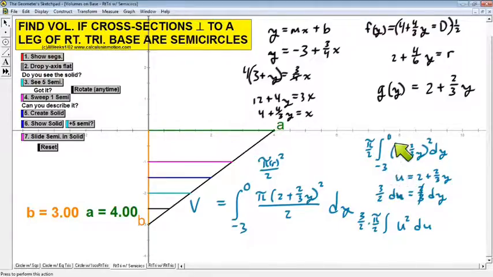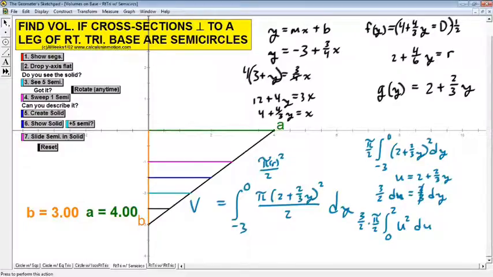Let's do it now. Plug 0 into this. What do I get? 2. If I plug -3 into this, I get 0, because it's negative. Okay, so 0 to 2. Are you still with me? Oh man, I hope I did everything right. Let's do this, because that's a lot of work.